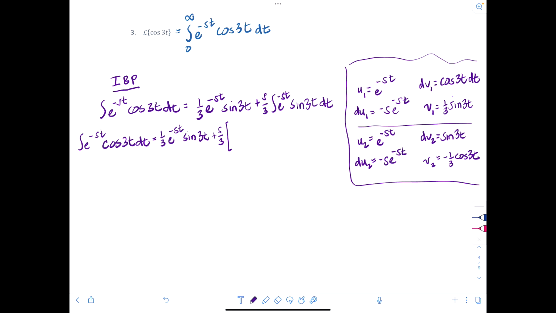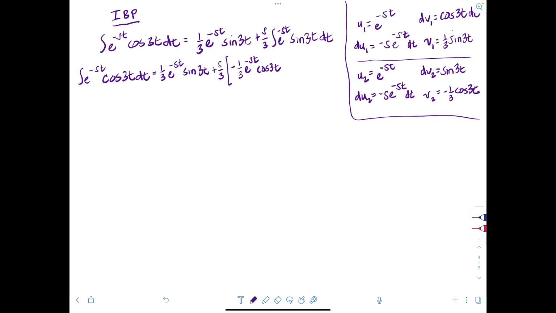Okay, so we will have our u2 times v2 is going to be negative 1/3 e to the negative st times cosine 3t. Again, we'll have that minus a minus situation. So be careful here. We're putting in the integral, you're subtracting the integral of v2 du2. So there's going to be 3 negatives. So we're going to end up with a negative s over 3 times the integral of e to the negative st times cosine at 3t dt.